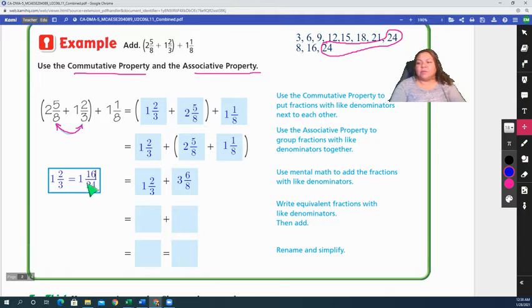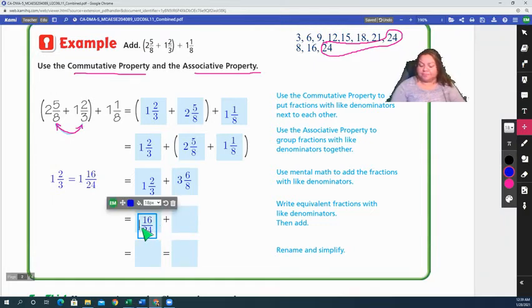So that means that my equivalent fraction for 1 and 2/3 is 1 and 16/24. So that's what I'm going to write here. 16 over 24, and the whole number is 1.